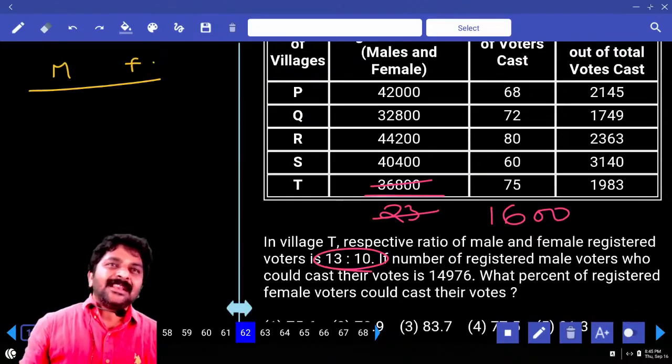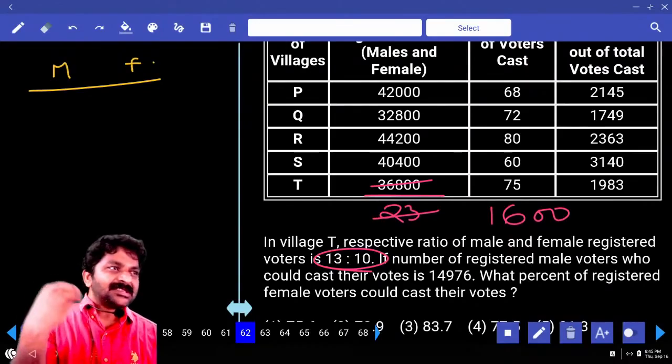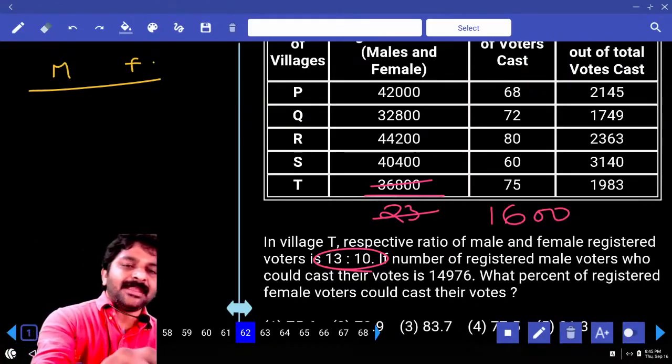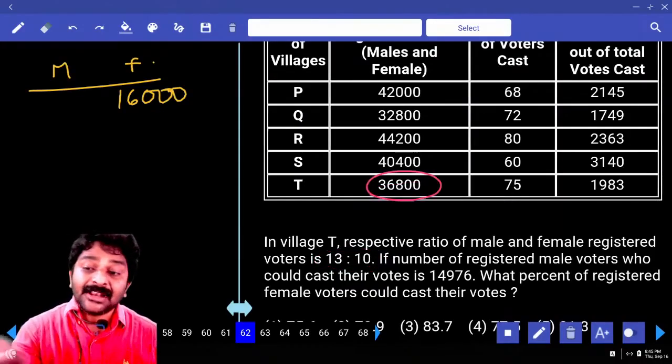Is it easy to calculate 10 parts when you know 1 part value? Just need to add 0, right? So immediately I will write female as 16,000. How many female are there? 16,000. Out of total?